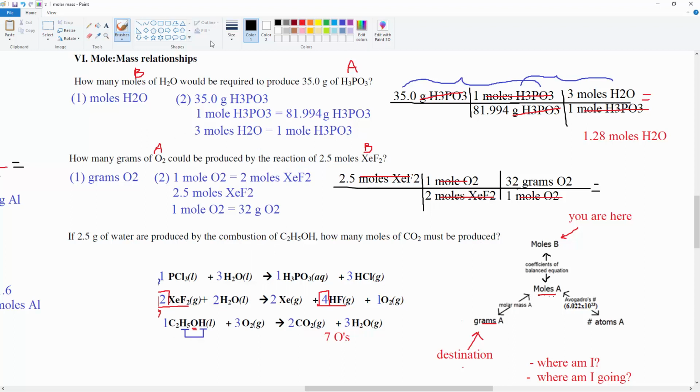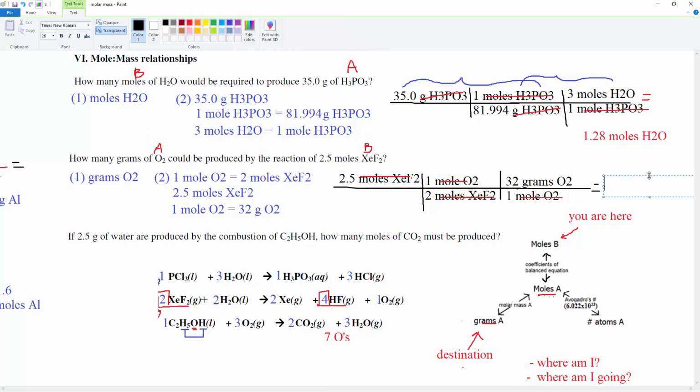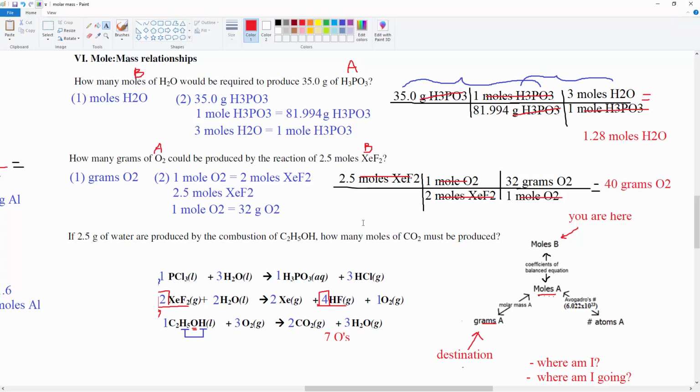Alexander says, no, this is not fun. Okay, we get 40 grams oxygen. It is work. You guys are right, it's work.